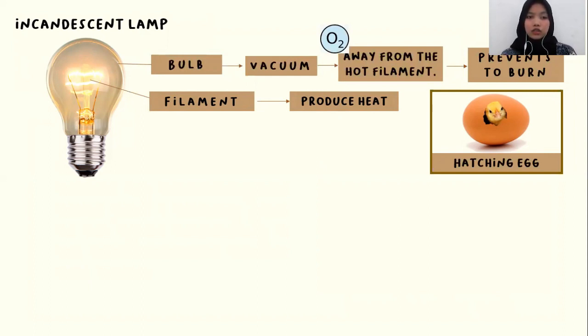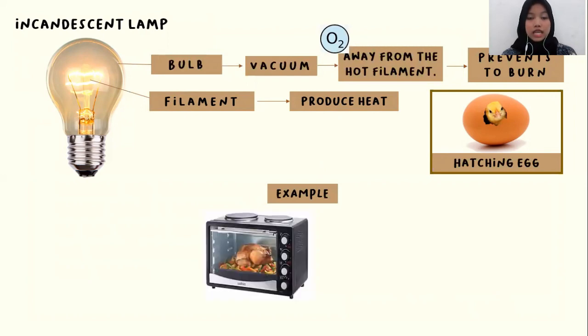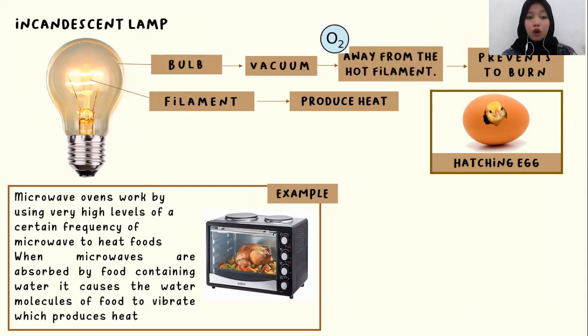Another example of radiation is the microwave oven. Why the microwave oven? Microwave ovens work by using very high levels of a certain frequency of microwave to heat food. When microwaves are absorbed by food containing water, it causes the water molecules in the food to vibrate, which produces heat. Simply said, microwave ovens use microwaves to cook food.